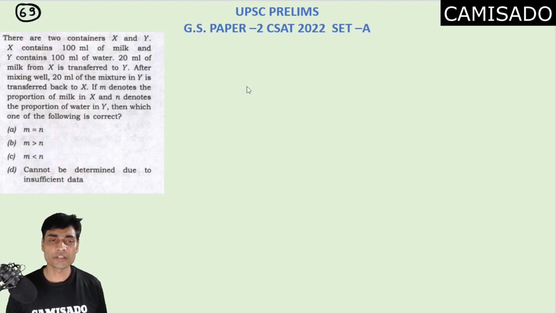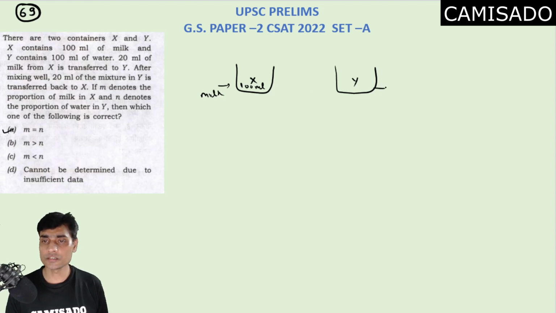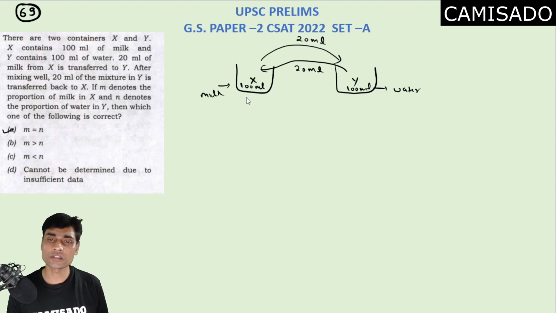So friends, the point is option A is correct. There are two containers basically, X and Y. 100 ml of milk is here, and water is there, again the quantity is 100 ml. Now we wish to transfer 20 ml from here to here, and from this mixture again transfer 20 ml. So the ratio of milk and water in both the containers will always be equal. M equals N is the right answer.